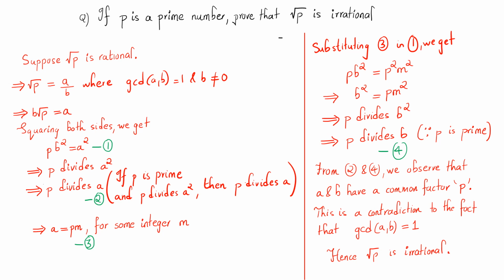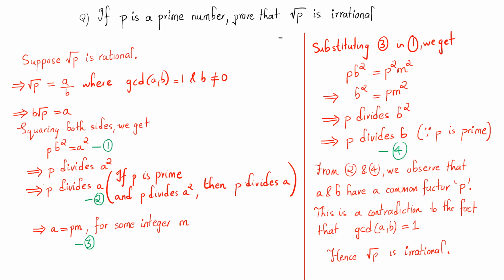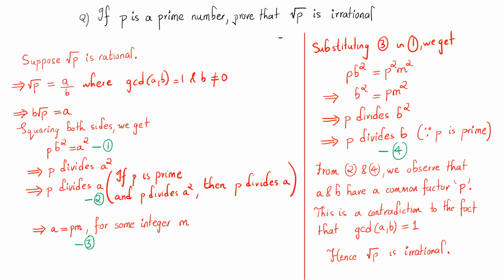So why did we end up with a contradiction? Because we assumed this wrong statement. We assumed that root p is rational, which is wrong. Since that is wrong, we ended up in a contradiction. So therefore, root p has to be irrational. So this is the most important question or concept from the second lecture. Okay, so now here p is a prime number.